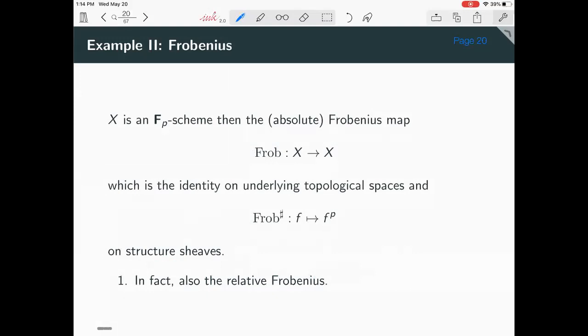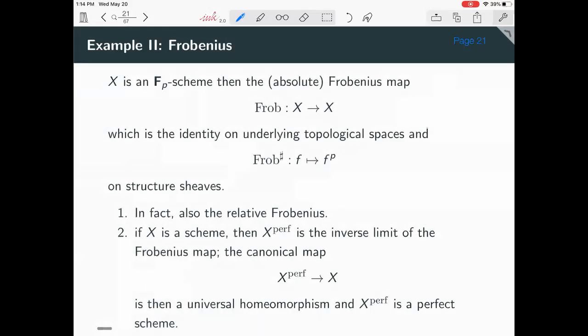In fact, there's also a version called the relative Frobenius, which I will not revise, but you might have in mind another kind of Frobenius, which is defined after pullback. And in fact, that's also a universal homeomorphism. That's just a quick remark. The proofs of all of this are nicely written up in the Stacks project. I encourage you to look at that.